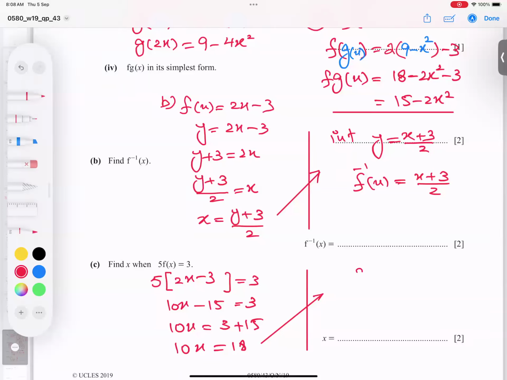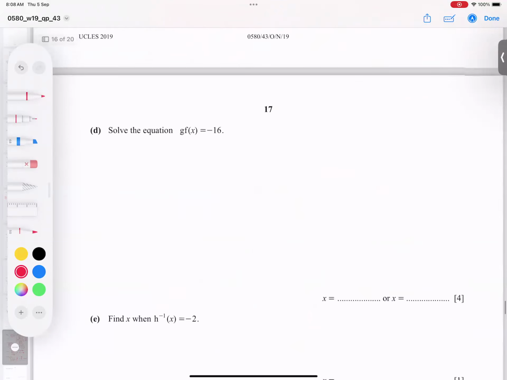So when I divide this 10 on the other side, it will turn into this form. Now both numbers are divisible by 2. 2 9s are 18, 2 5s are 10. You can stop here, or you can write x is equal to 1.8. Both are correct answers.